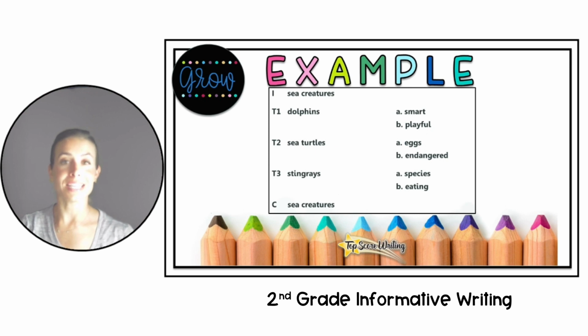So here is an example. I and C, they say sea creatures. For T1, you talk about dolphins. You're going to focus on how they are smart and how they are playful. For your T2, you're going to talk about sea turtles and you're going to focus on how they lay eggs and how they're endangered. And then for your T3, you're going to focus on stingrays and you're going to focus on species of stingrays as well as what they eat. So this is an example ITC outline for this informative prompt.